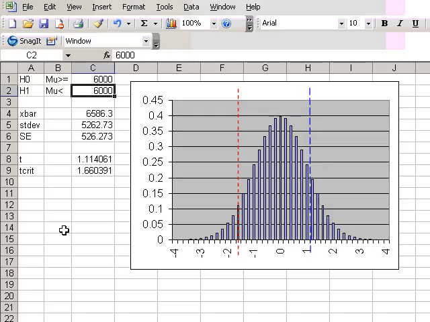One of the things that we should recognize in a situation where we have a less than hypothesis of this type and the sample mean is greater than the hypothesized population value, there's no need even to carry out a t-test.